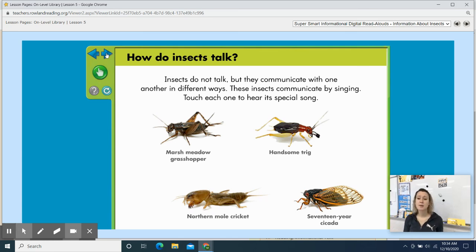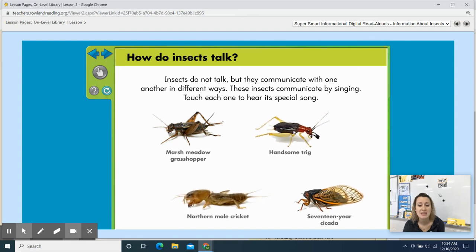Insects do not talk, but they communicate with one another in different ways. These insects communicate by singing. Touch each one to hear its special song. All right. So this one right here is a marshmallow grasshopper. This is a grasshopper. Listen. So he's talking to other grasshoppers. Now let's listen to the handsome trig.